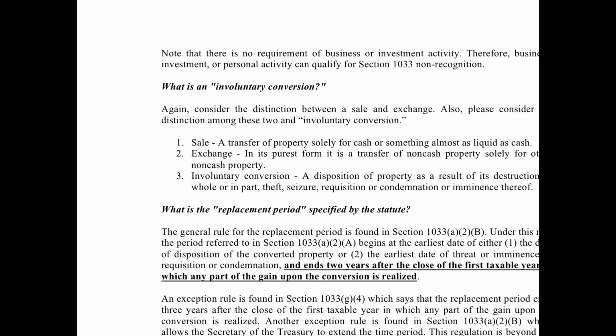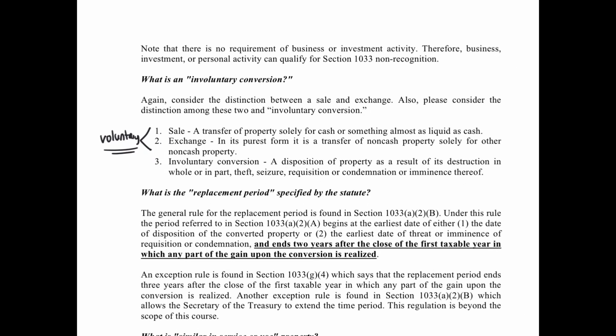So what exactly is an involuntary conversion? Well, as it suggests, it's involuntary. It happens involuntarily, right? It's different from a sale or exchange, which are both considered voluntary transactions. We've talked about those before with the like-kind exchange topic. Involuntary conversion, again, we're talking about natural disasters, theft, shipwreck, fire, eminent domain, seizure, requisition, imminence thereof.